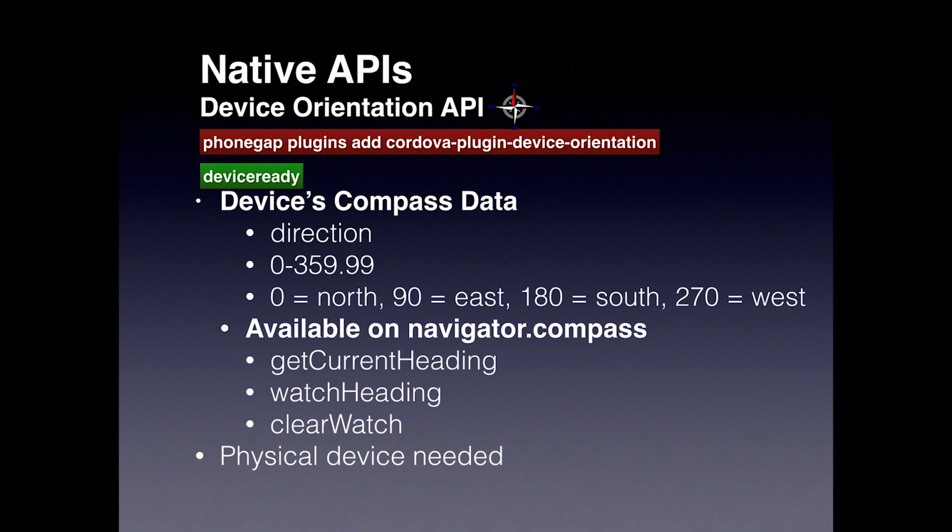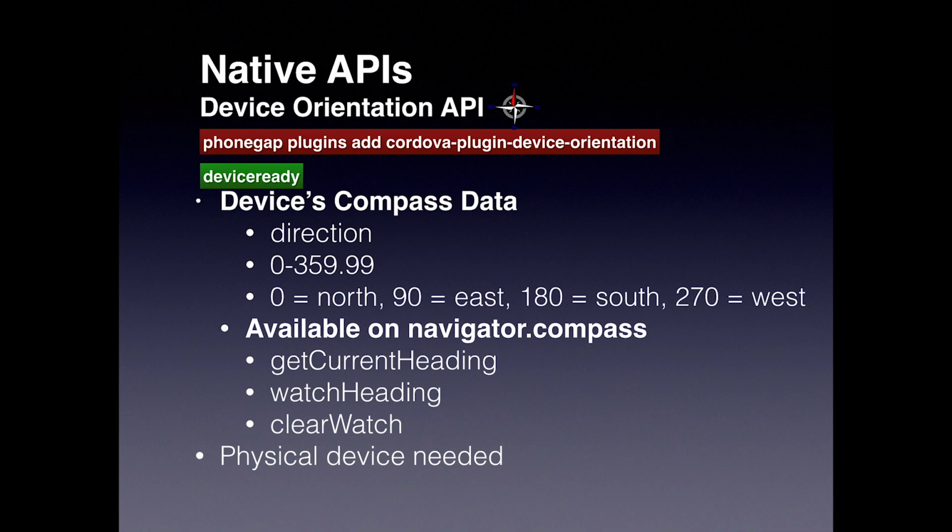This heading object has four properties. Magnetic heading: the heading in degrees from 0 to 359.99 at a single moment in time. True heading: the heading relative to the geographic North Pole in degrees, 0 to 359.99, at a single moment of time. A negative value indicates that the true heading could not be determined. Heading accuracy: the deviation in degrees between the reported heading and the true heading. Timestamp: the time at which the heading was determined.